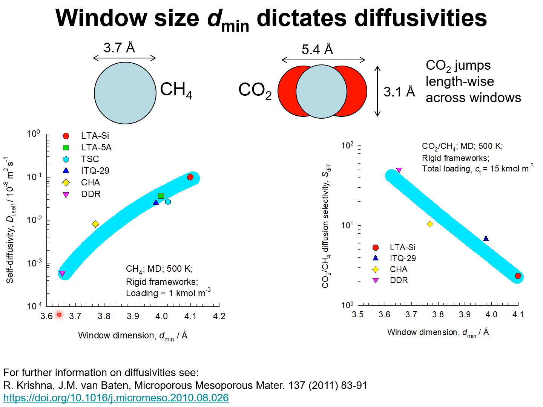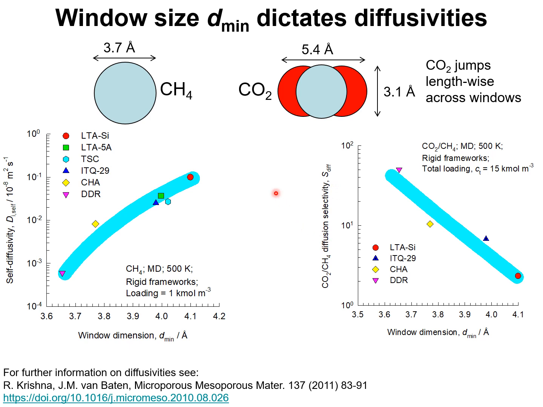So the ratio of the molecular diameter to the smallest window aperture is relevant in determining the diffusivity of spherical guests. For a pencil-like molecule such as CO2, the molecule jumps lengthwise across the windows, and it is this cross-sectional dimension that is relevant.